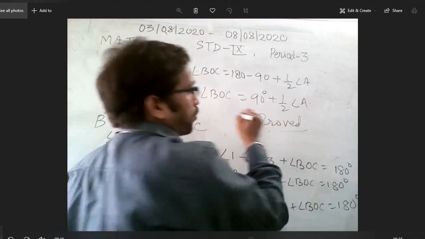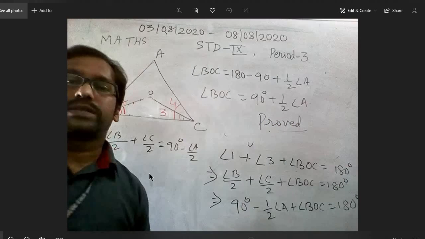Proved. So what we used here: we used the angle sum property and the angle bisector property of the triangle. Using only that, we have established this relation. This is very important. Sometimes it comes in questions. If you remember these properties, you can easily find it.